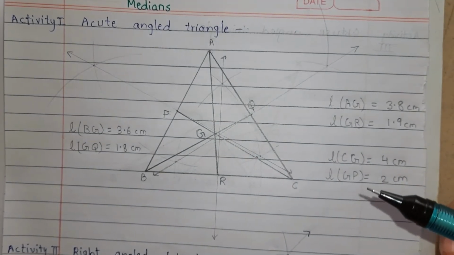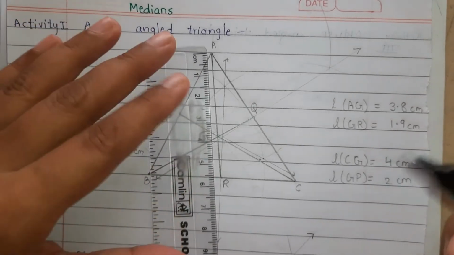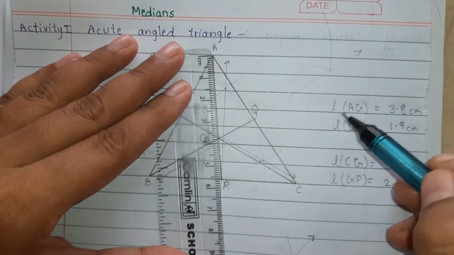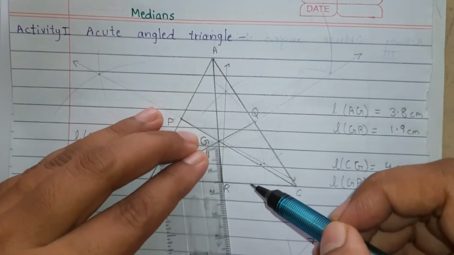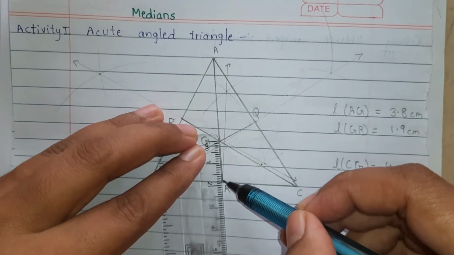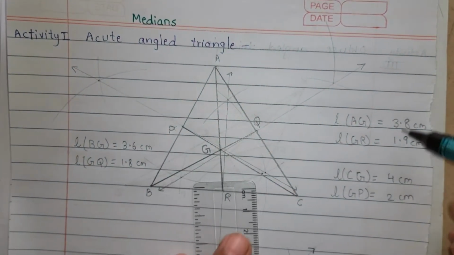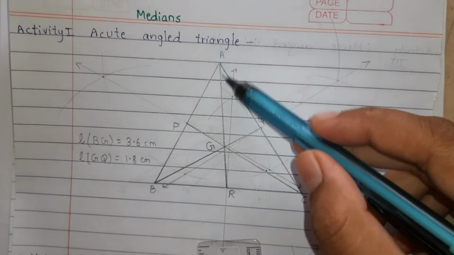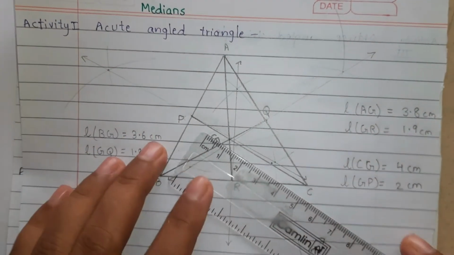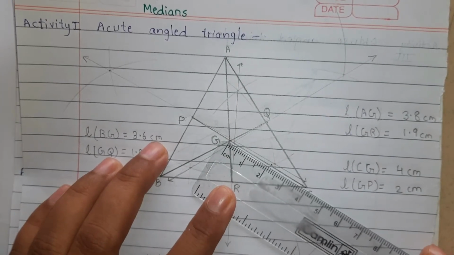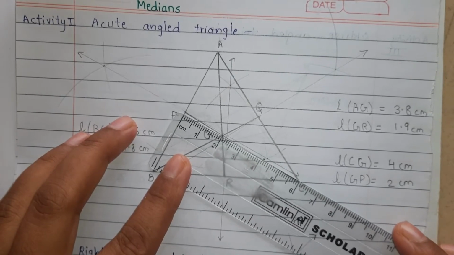So now we will measure the parts of the medians. When we measure AG, we observe it is 3.8 centimeter. And if we measure GR, we observe it is 1.9 centimeter. So here I have written the lengths of the parts AG and GR. Next one is CG. Let's measure CG. It is 4 centimeter and PG is 2 centimeter.